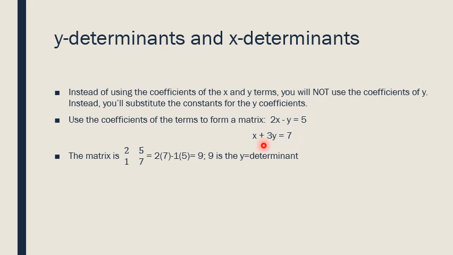That means I'm not going to be using y. It's a little counterintuitive. They're asking you for y, and so the y is the one you're not going to use. You'll solve these in the same way though. Diagonally from top left, 2 times 7 minus 1 times 5, and in this case it would be 14 minus 5, or 9. So 9 is the y determinant of this system of equations.